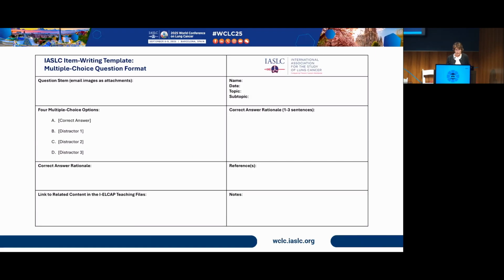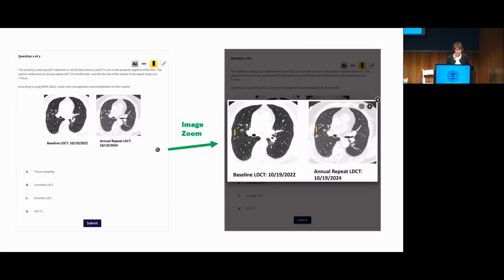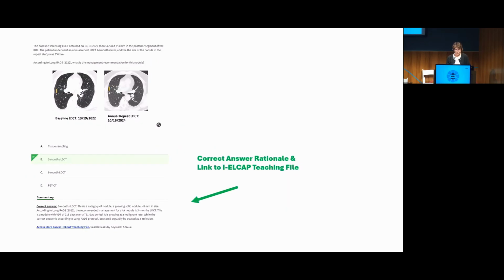And we have a template for item writing, and this is what it is going to look like. So we have the question, then we have the images, and then there are the four options for an answer. And once the user clicks on the answer that they think, they can enlarge the images as well. And then they get feedback: the correct answer, an explanation and a reference, and also a link to the I-ELCAP teaching file if they would like to look at additional similar cases.